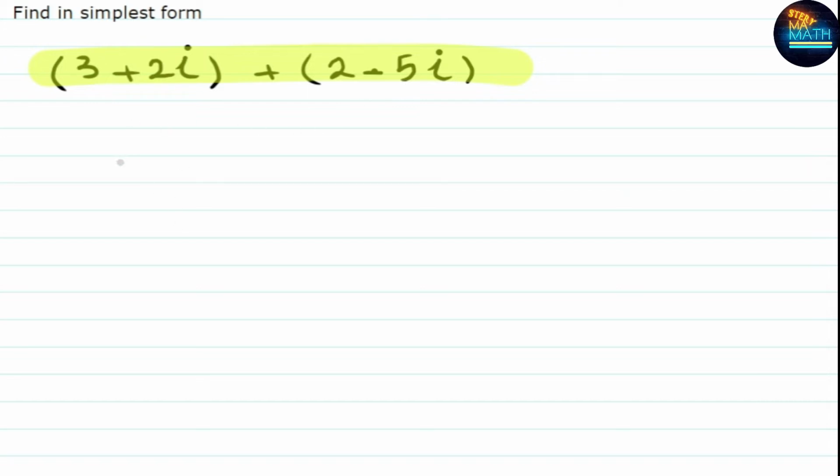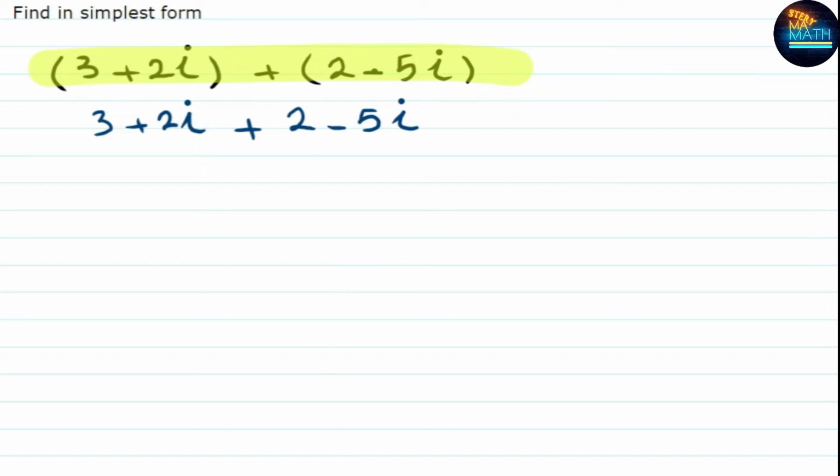But first, you have parentheses here. And outside of the parentheses, you don't have any numbers, so there is no need to write down the parentheses, or just forget about the parentheses. So let's write down 3 plus 2i, and then plus, and also in this parentheses you don't have any number outside, so plus 2 minus 5i.